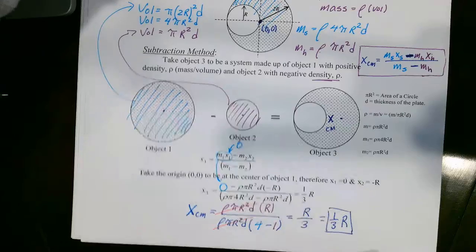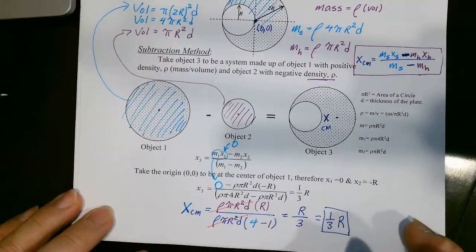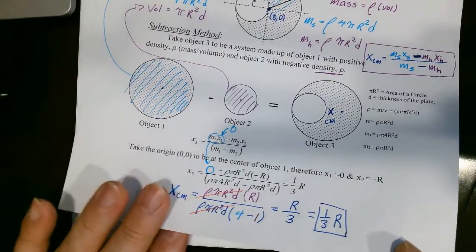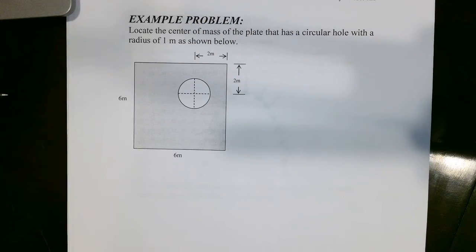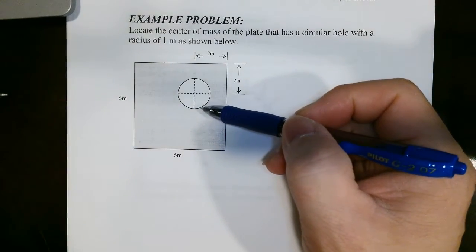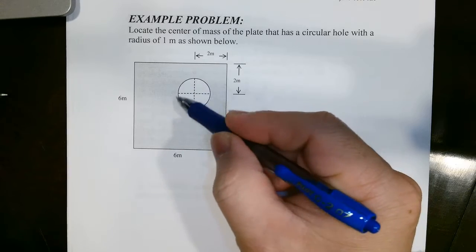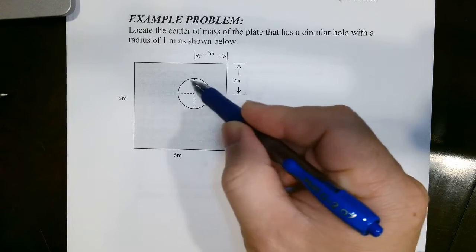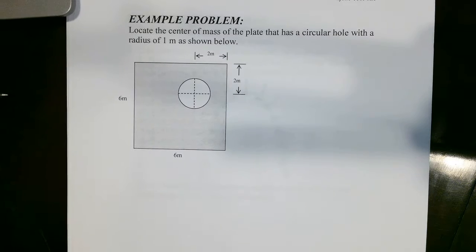All right. So let's take a look at an example problem. Let's say I have a square plate. It's a solid plate with a circular hole cut out with 1 meter radius.